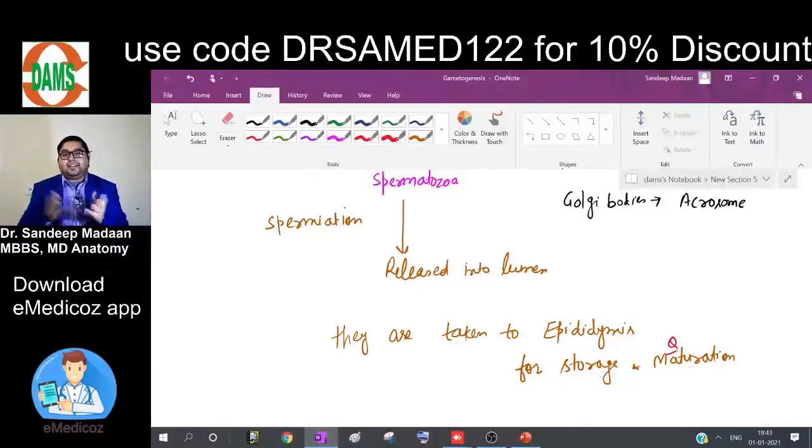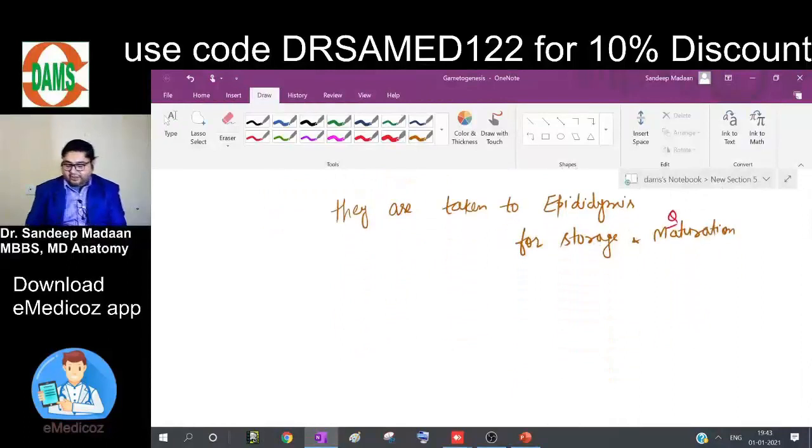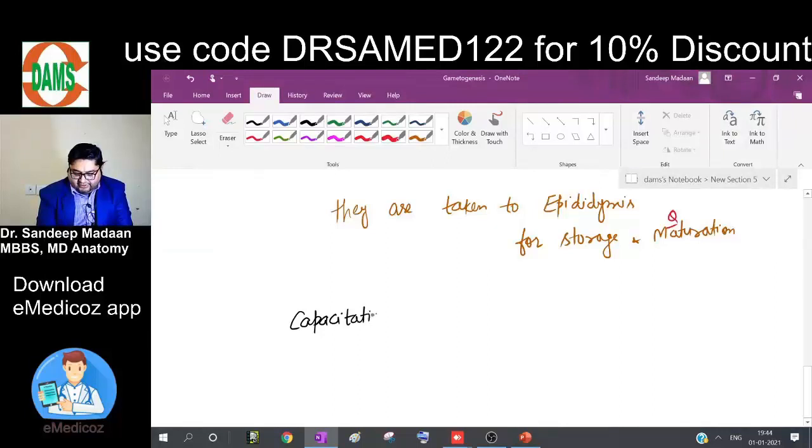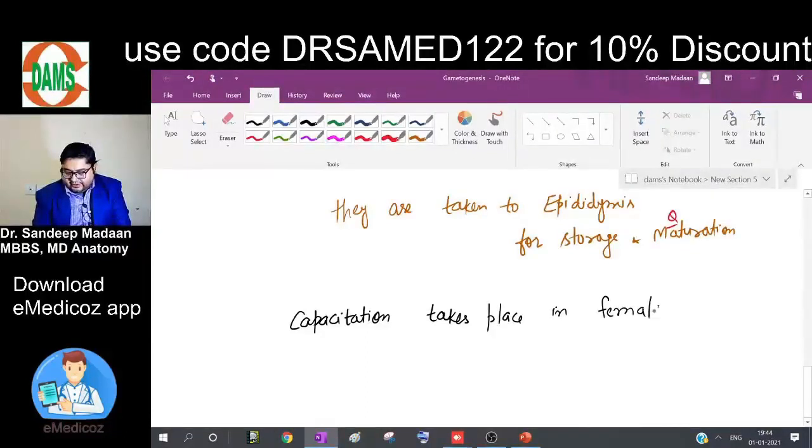And where does this take place? The capacitation takes place in the female genital tract. Very good. So let us write down this information as well in our notes. The final step of maturity, capacitation, which will give them the capacity to fertilize, takes place in the female genital tract. Is that okay?